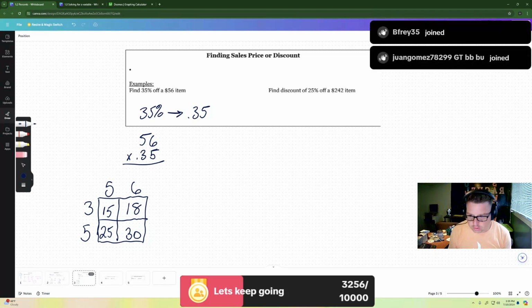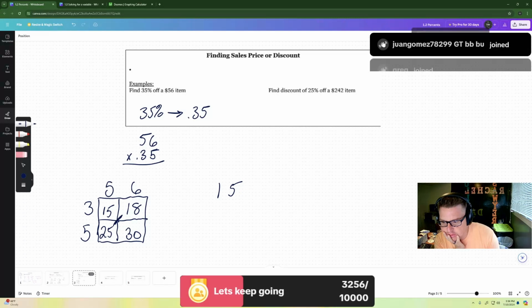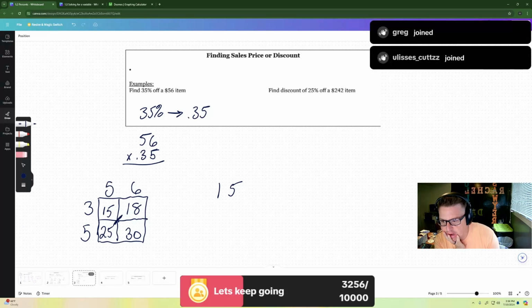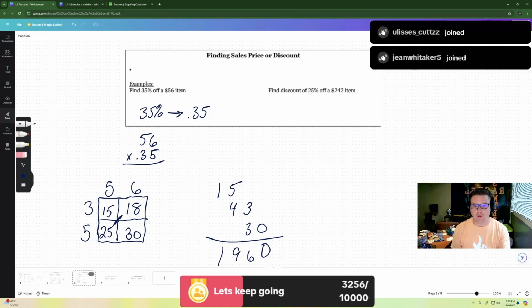So how this should work, when I do this with like terms, add the diagonals. So we would have 1, 5. We're going to do 18 and 25, so that's 30, 43. So 4, 3, and then 3, 0. Let's try that. 0, 6, 9, 1. And if I did this correctly, we would knock off 1960.